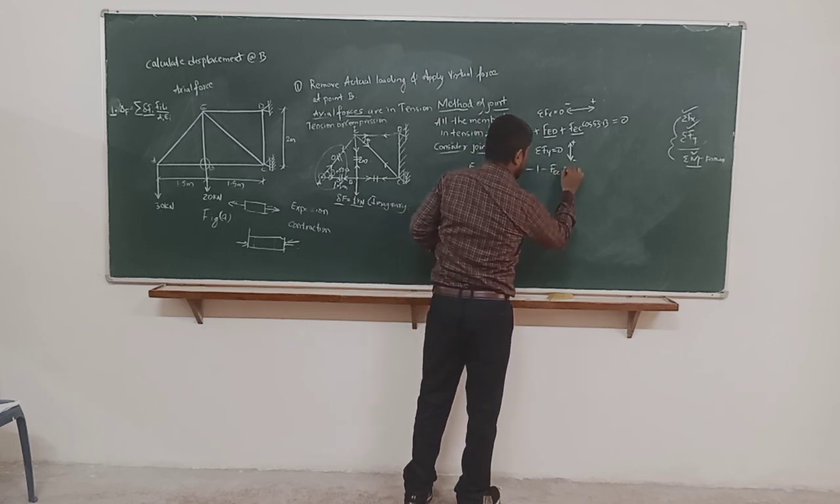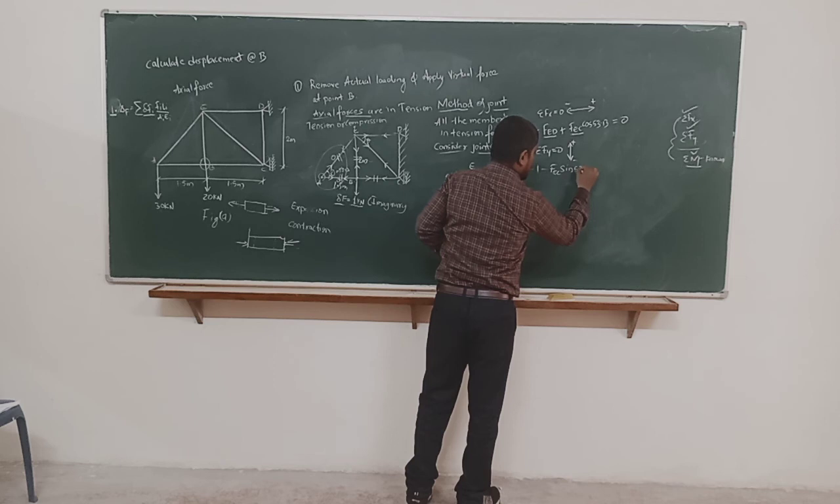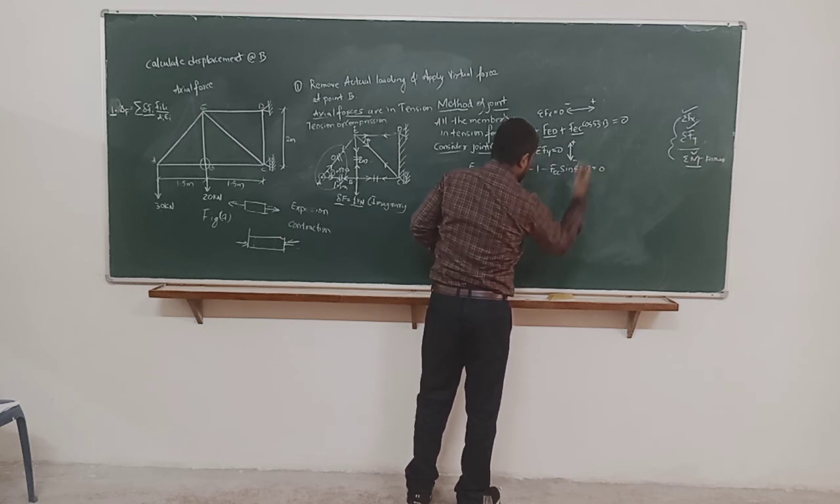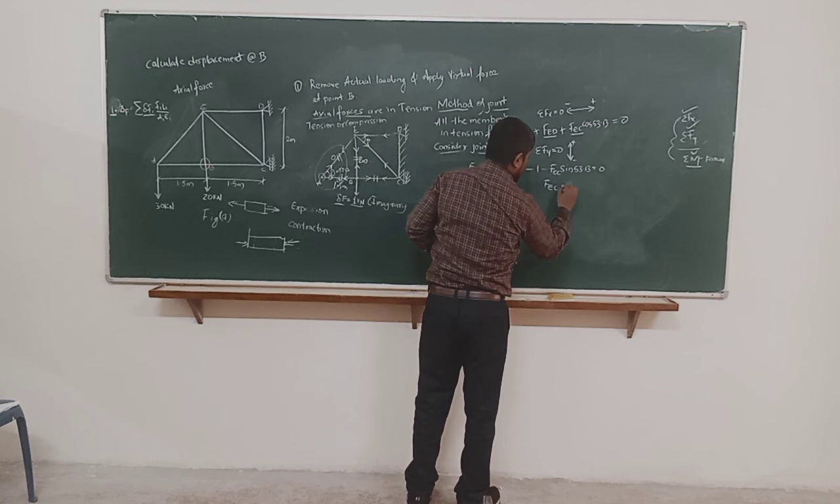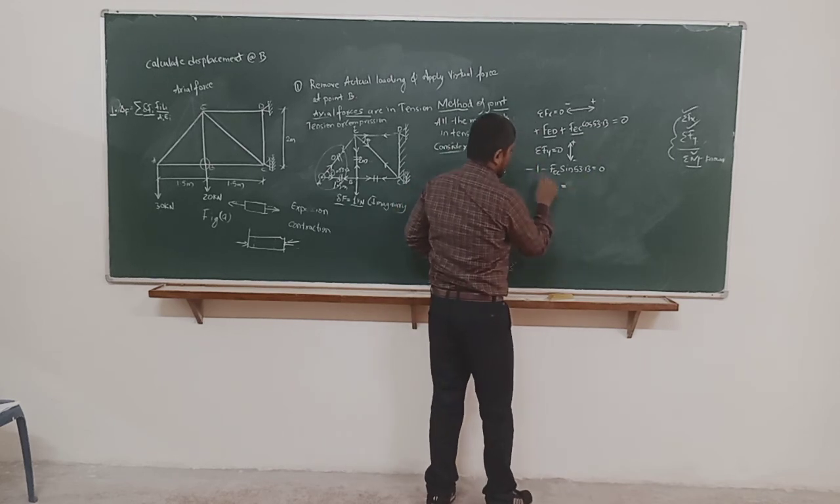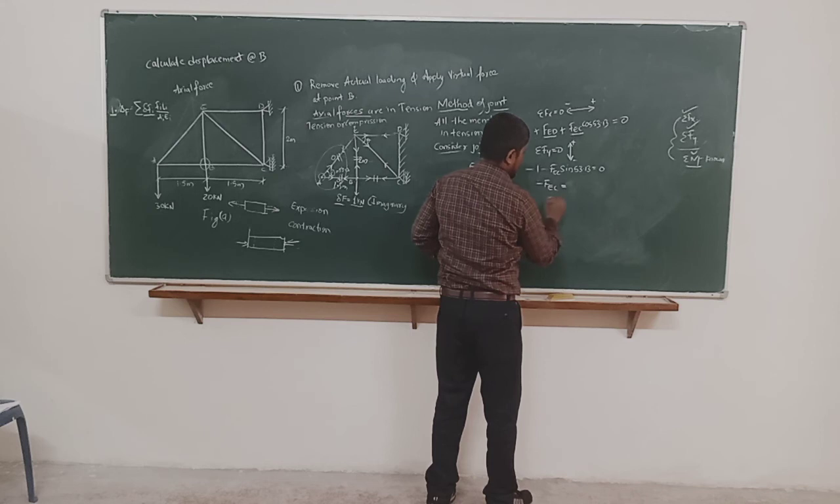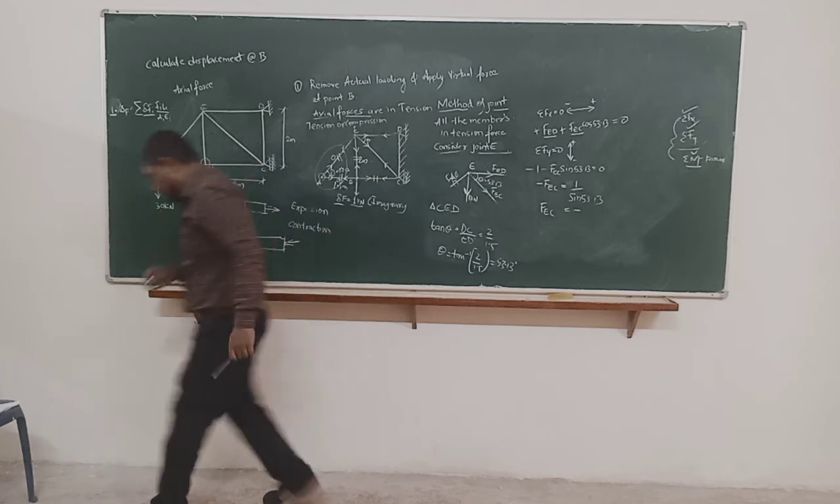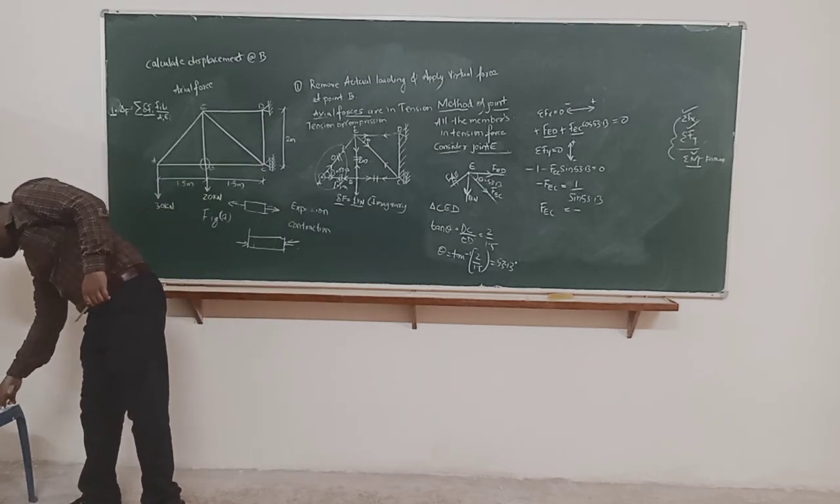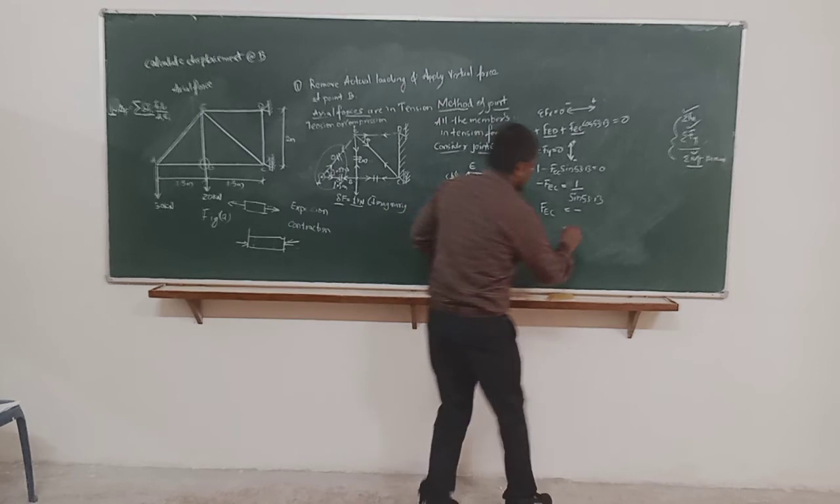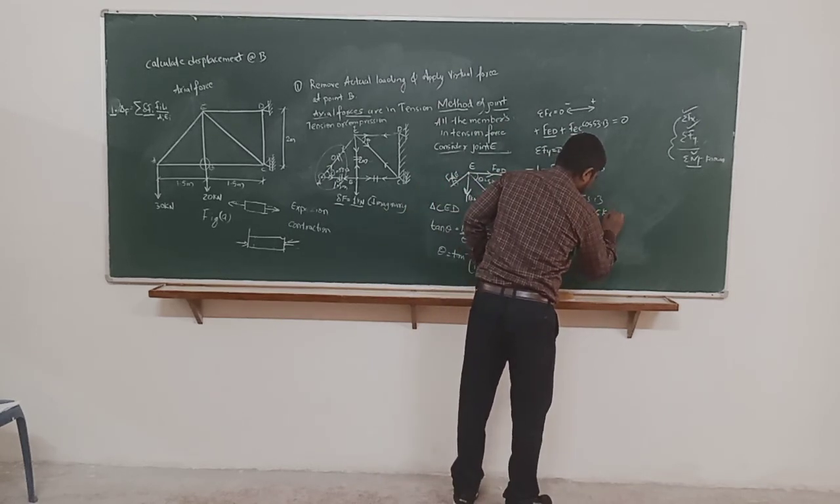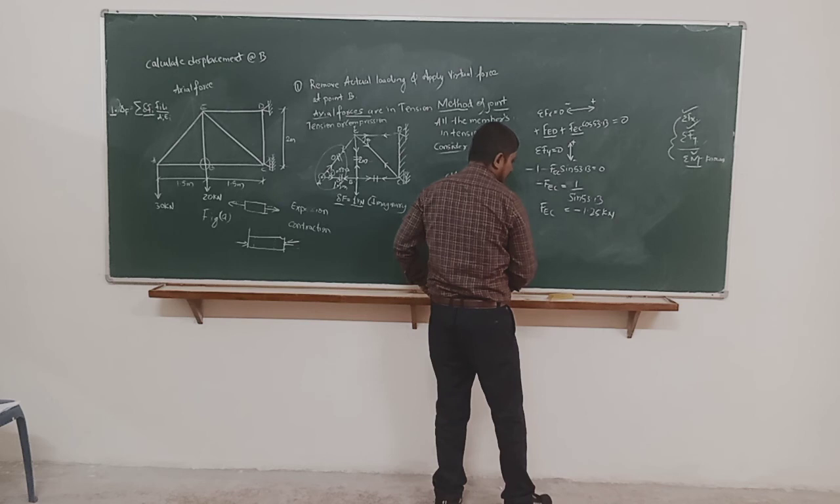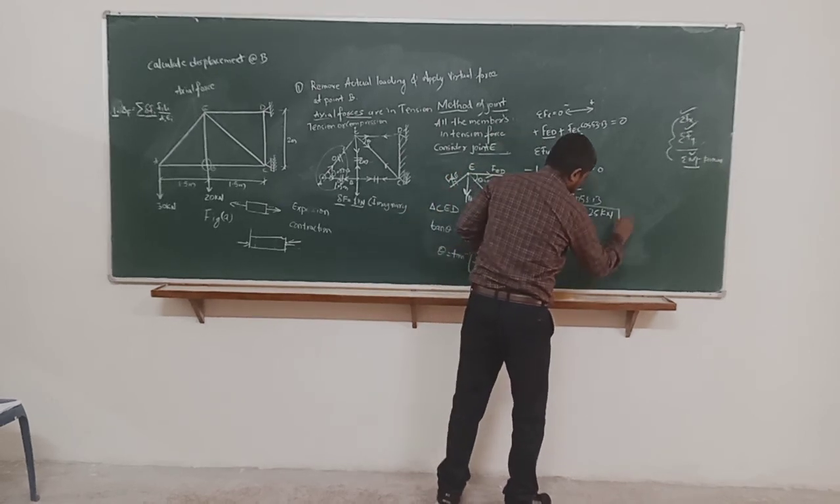So minus FEC sin of 53.13 is equal to 0. So FEC, take 1 on that side, so it will become minus FEC is equal to 1 divided by sin of 53.13. So finally we will get FEC is equal to minus 1.25 kN. I am writing that answer, you can just cross check with your calculator.